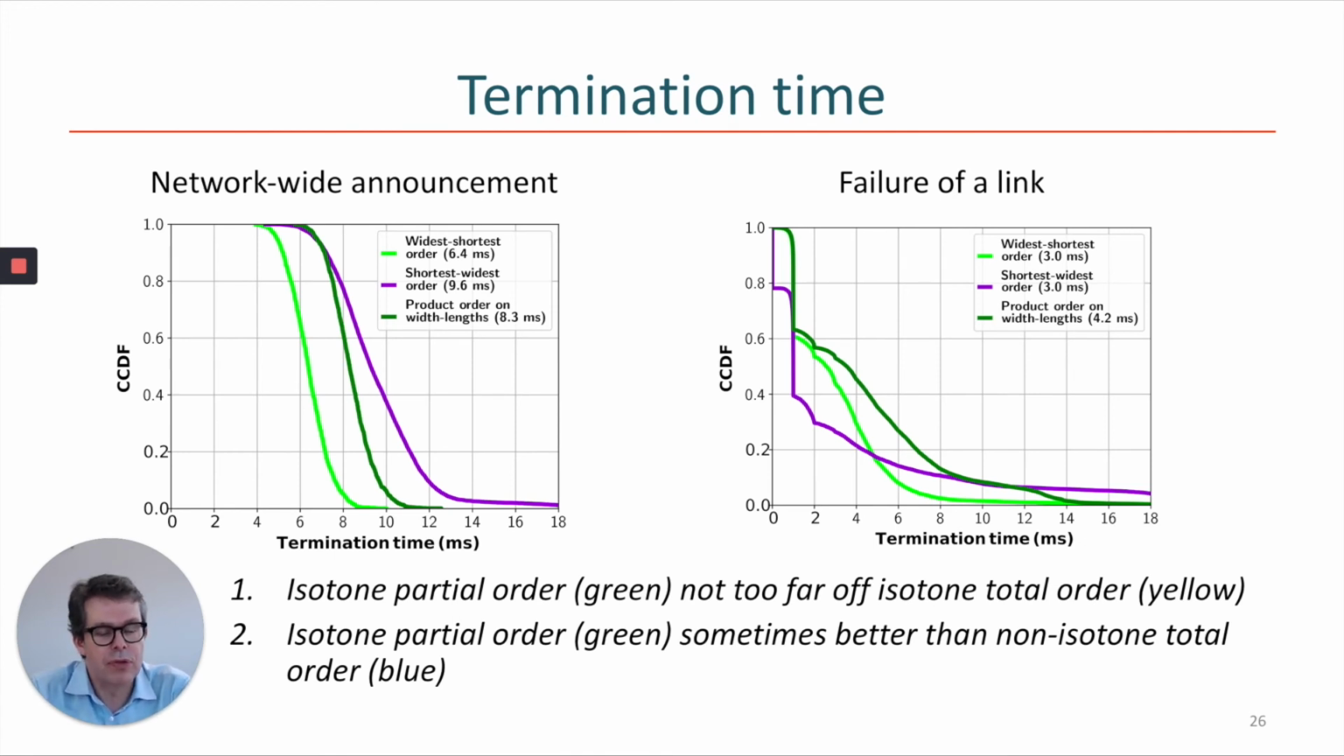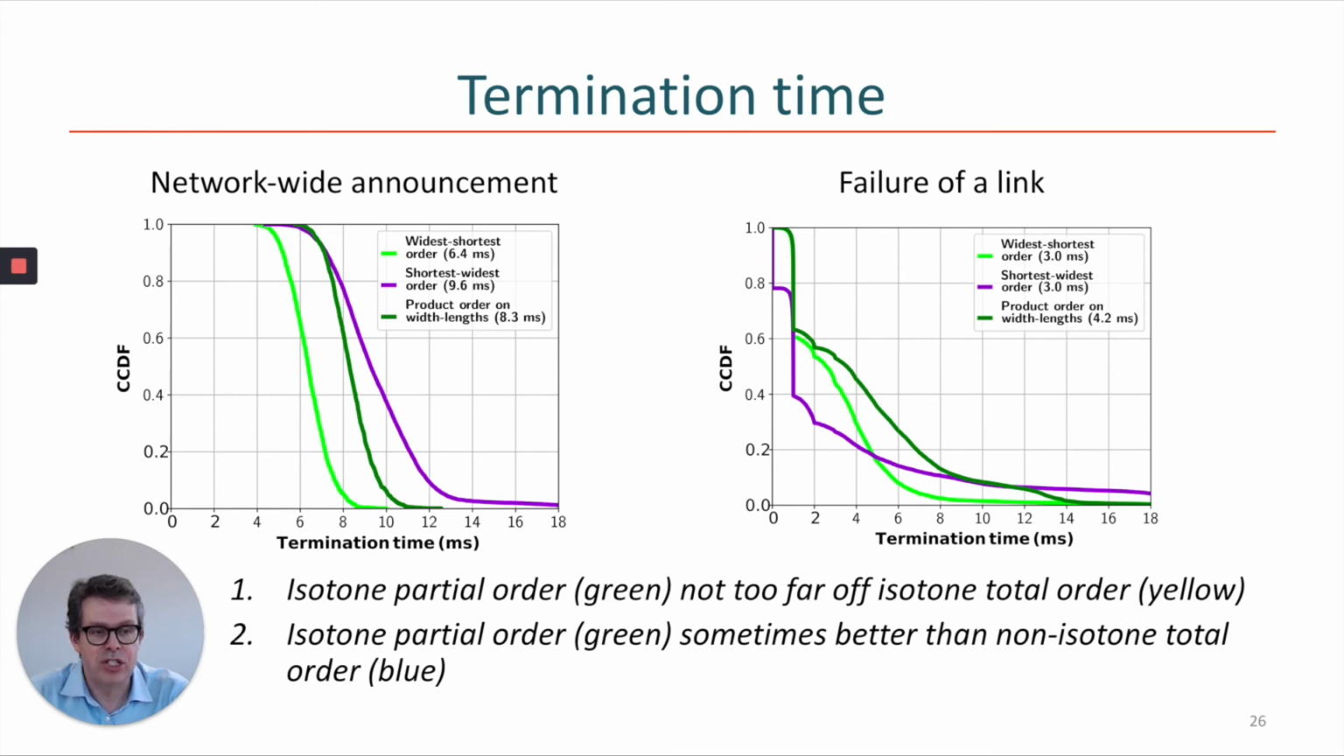The plot on the right-hand side of the slide shows the complementary cumulative distribution function of termination time for when a new destination is announced in the network over all possible destinations. We run vectoring protocols for 3 orders: the widest shortest order in yellow, the shortest widest order in blue, and the product order in green. There are 2 main conclusions to be drawn from this plot. The CCDF of the termination times for the widest shortest order and the product order have similar behaviors.